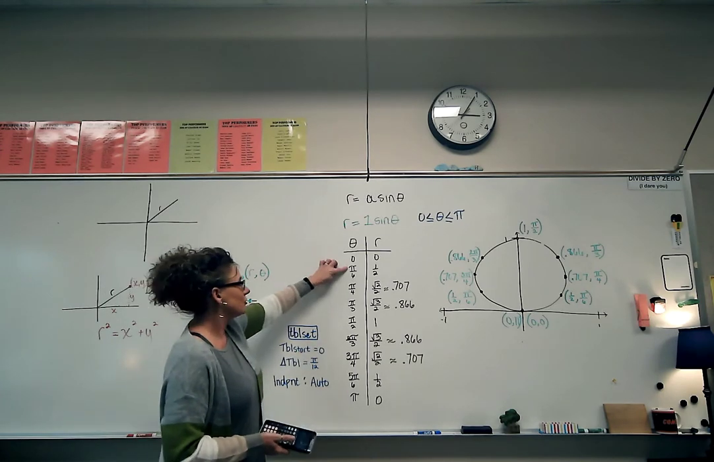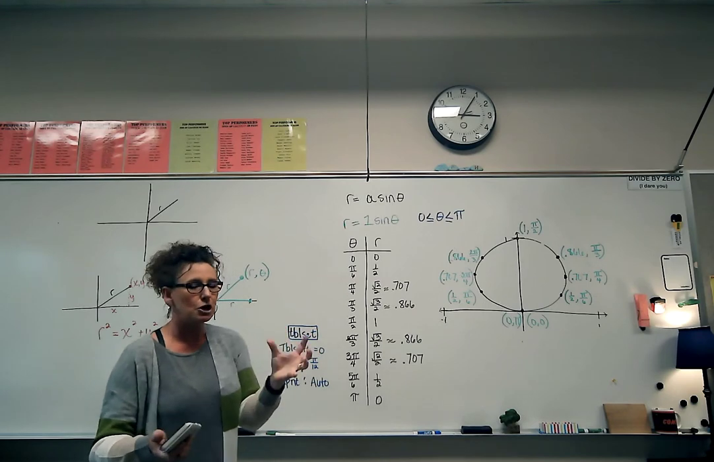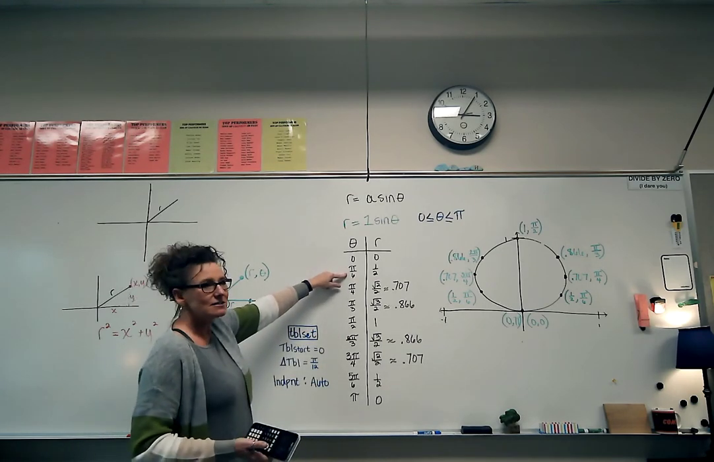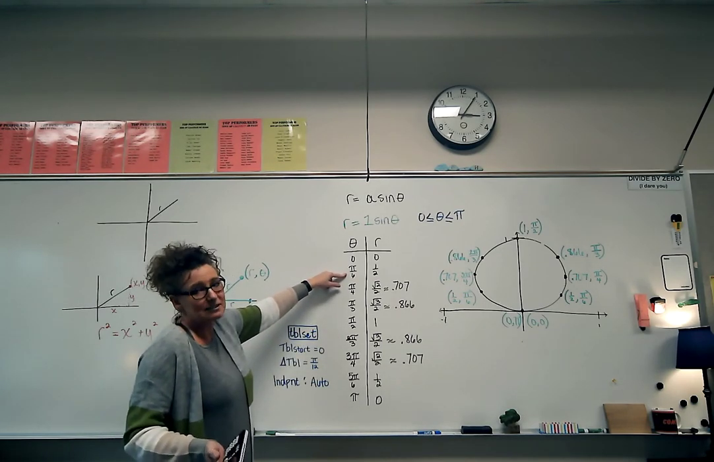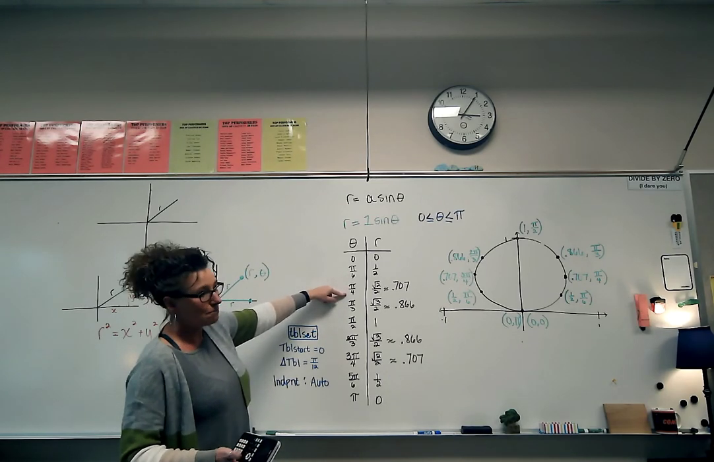And I know yours are in decimal form. No big deal. Y'all are so smart. Pi over 6 is like 3-ish over 6. That's about half. 3-ish over 4, it's about 0.75.